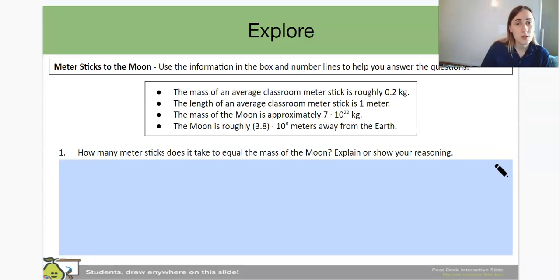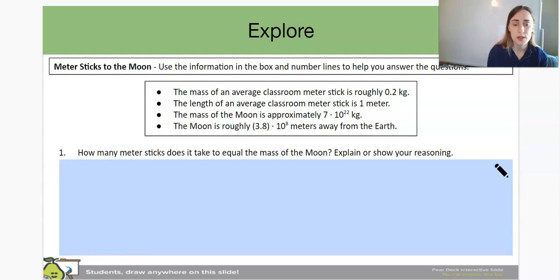Okay, so now we're into our Explore section, starting on slide B, and this problem is called Meter Sticks to the Moon. So use the information in the box and number lines to help you answer the questions. So we're given some quantities here. The mass of an average classroom meter stick is roughly 0.2 of a kilogram. The length of an average classroom meter stick is 1 meter.